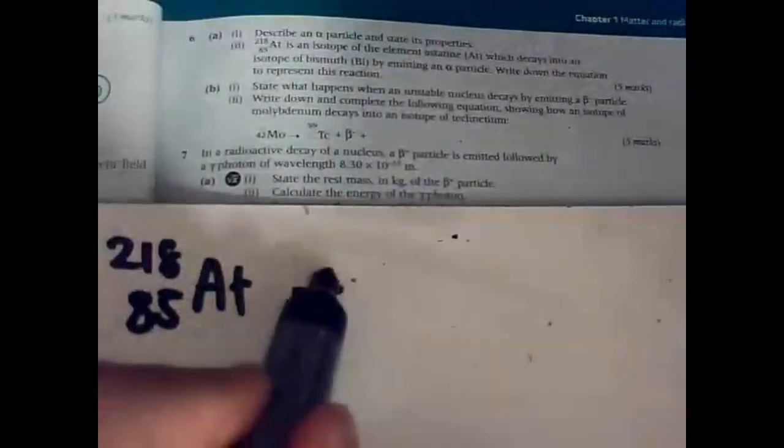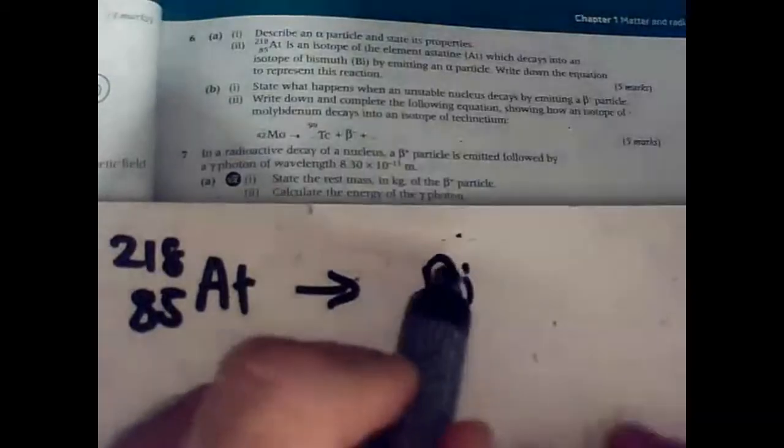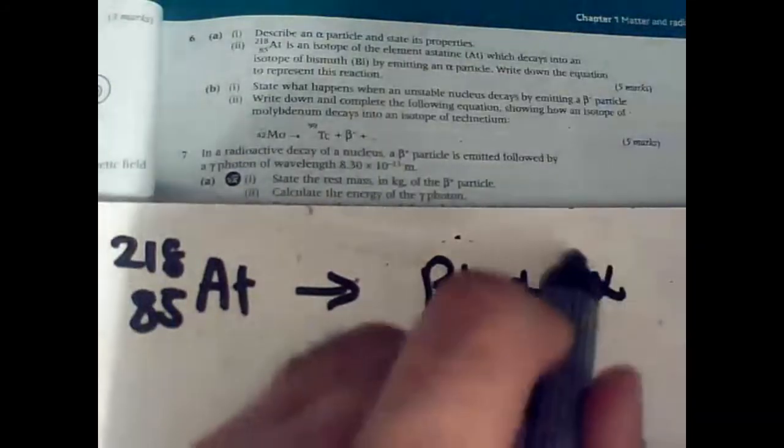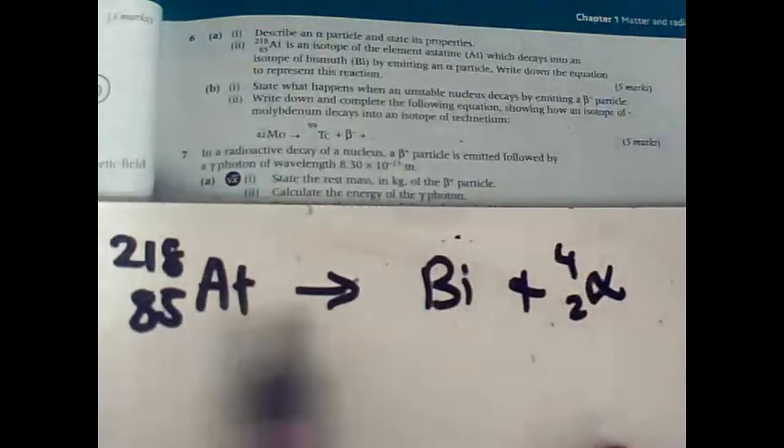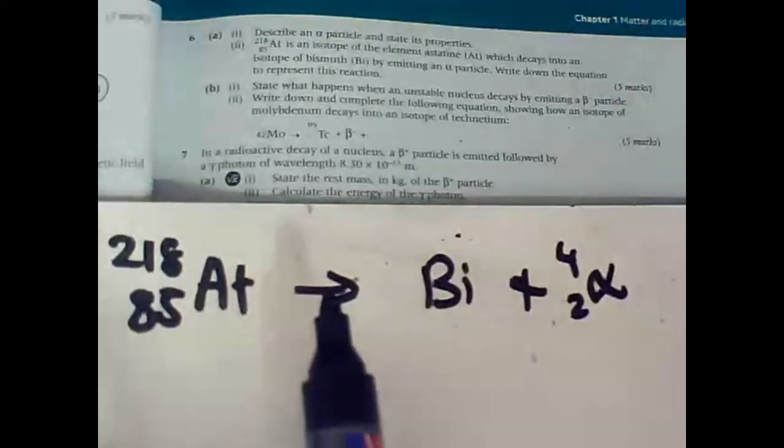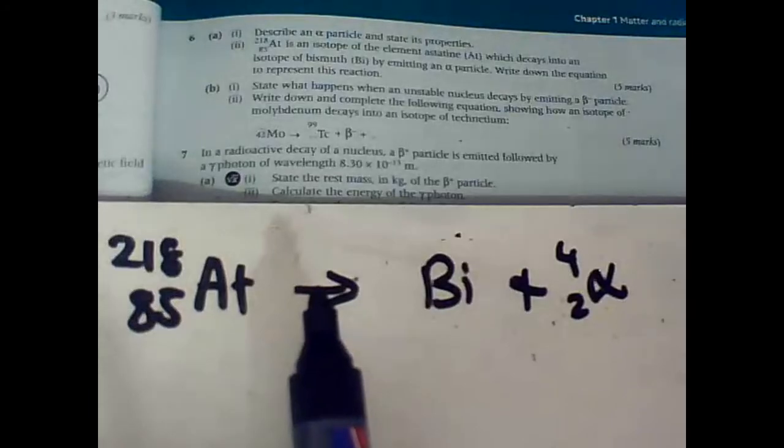Part I says that astatine 218 is an isotope of the element astatine, which decays into an isotope of bismuth by emitting an alpha particle. Write down the equation to represent the reaction. So it's just a classic decay equation. We can say that 218, 85 astatine is going to decay into bismuth and emit an alpha particle of 4, 2. What we just have to do is take away from these sections over here, and that should be nice and simple.